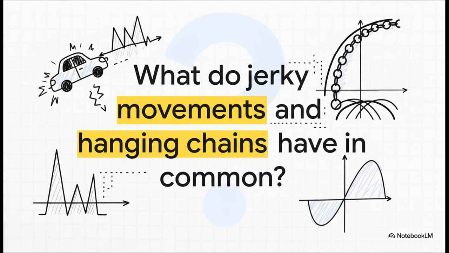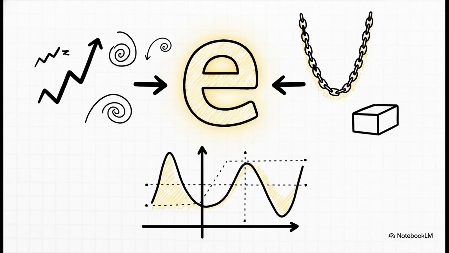This is it, the big question. How can the math that describes a lurching, jarring car ride also describe the elegant, graceful curve of a hanging chain? I mean, it seems like they come from two different universes, but the connection is absolutely beautiful. The secret ingredient is the number e, Euler's number. It's the mathematical constant that underpins all continuous growth and change.